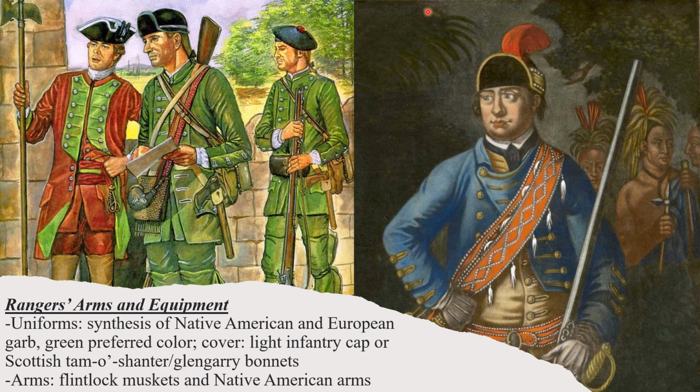As far as arms go, they would have used flintlock muskets primarily, but they also would have used Native American arms, like tomahawks, for example, as melee and short distance ranged weapons. Here's an image of Robert Rogers in Ranger's garb. As you can see, he's also wearing a Native American bandolier, highlighting the cultural syncretism of the Ranger units.